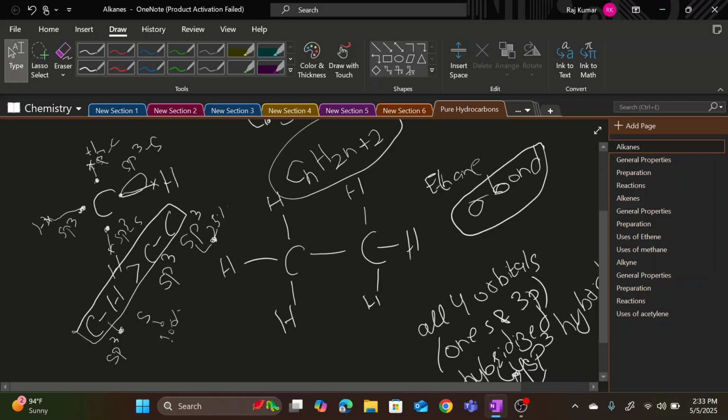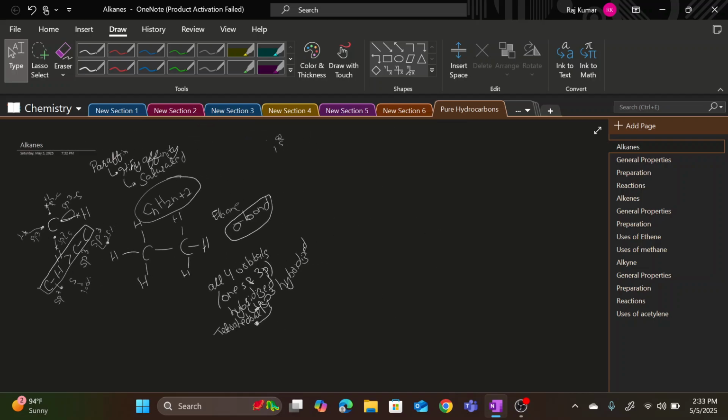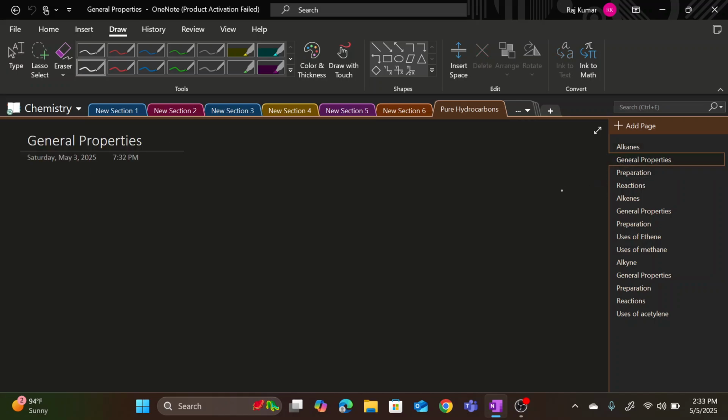All right, let's move on to the next part, which is its properties. Number one property is that all of them are colorless and odorless. Whether it's gas, liquid, or waxy solid, they are colorless and odorless. Carbon 1 to carbon 5, they are gases. Carbon 6 to carbon 17, they are liquids. And carbon 18 onwards, they are waxy solids.